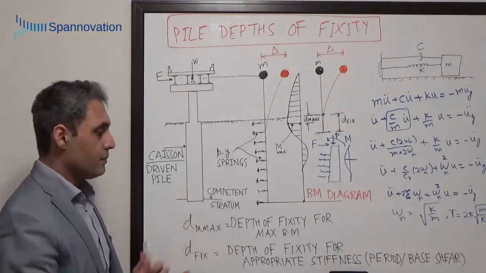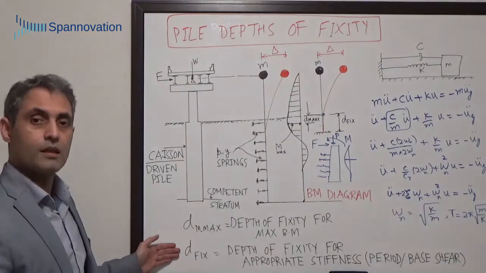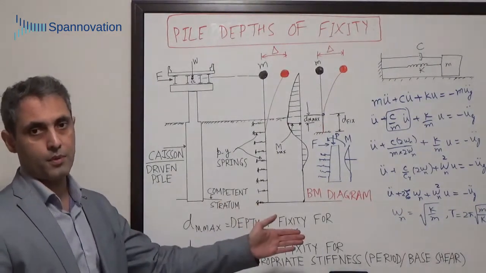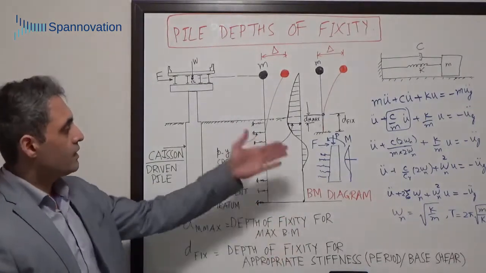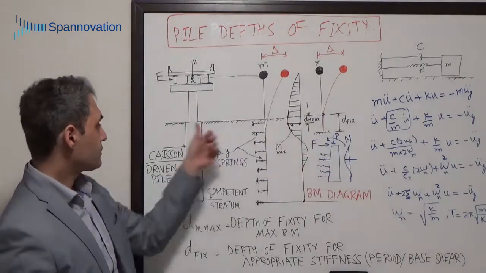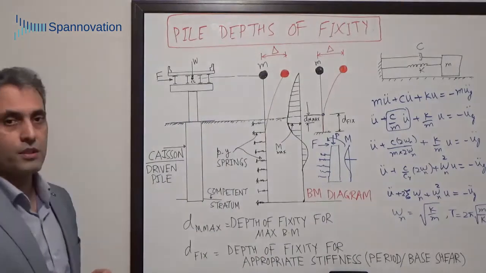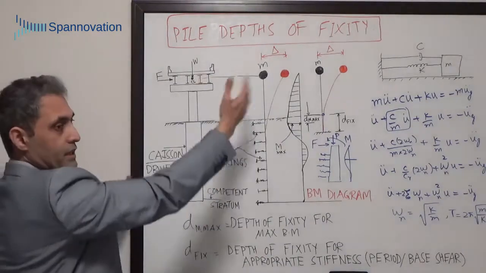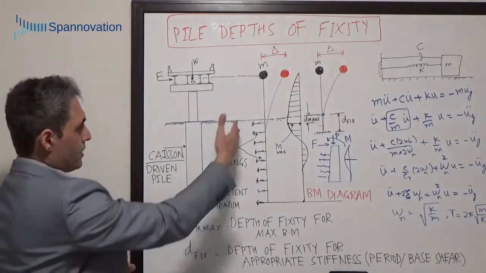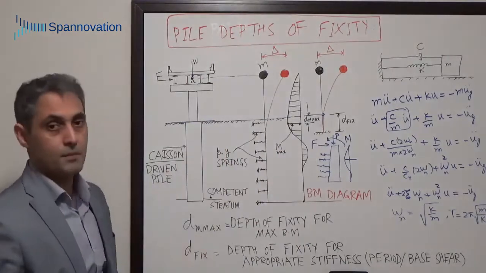So just summing it up, at the very end, always ask for or try to determine the depth of fixity for appropriate stiffness so that you can get the appropriate period and the base shear. That gives you the appropriate forces at the interface of the column and the caisson. And once you've got that, now you can decouple this. You can just remove the caisson, have it separate, apply these springs, and just apply the forces and get your maximum bending moment.